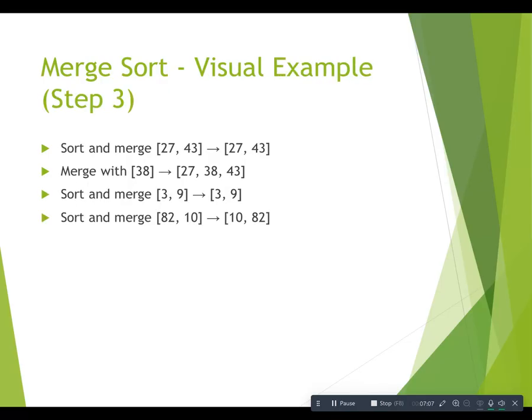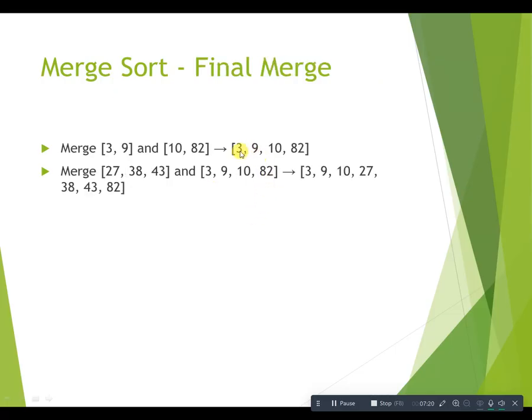Now when we have sorted these 2 halves, that is 3 and 9, and 10 and 82, which are already sorted, we are going to combine them into a single large piece which involves all the 4 numbers. Here you can see that the numbers are already sorted. The first half, 27, 38 and 43, is sorted. The second half, 3, 9, 10 and 82, is also sorted. So here we are going to combine the result into a single large array.